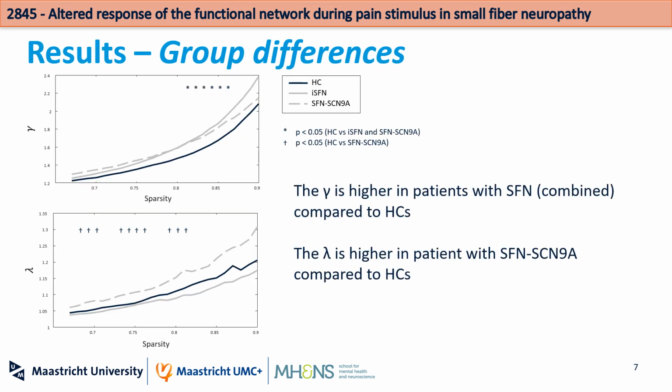What we found was that the clustering coefficient was higher in patients with small fiber neuropathy compared to controls for the fMRI scan with the heat stimulus. And for the path length, we observed that the genetic variant was higher compared to the healthy controls, and not the idiopathic SFN.